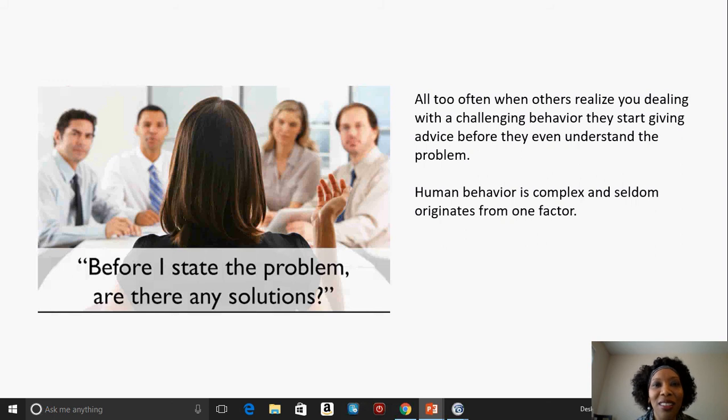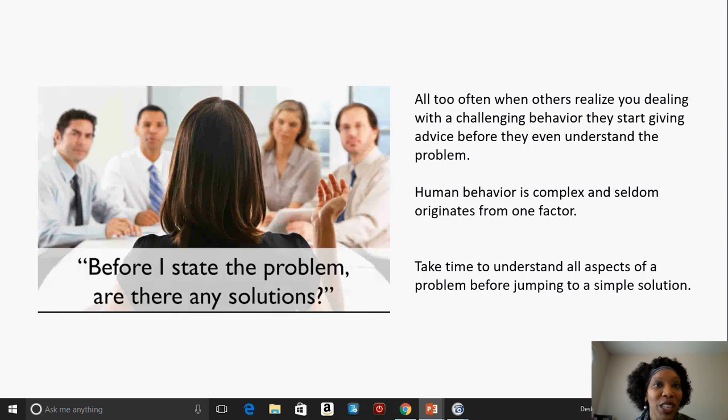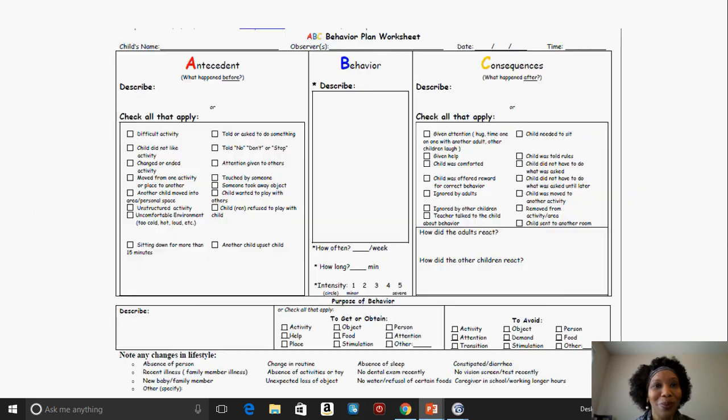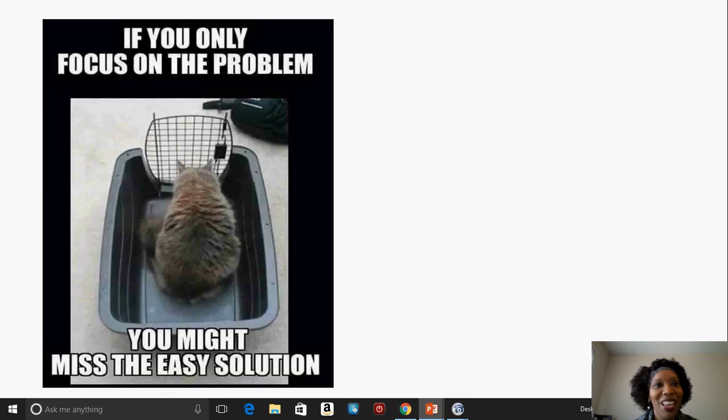Human behavior is complex. It seldom originates from just one factor. And the reason that your behavior strategies aren't working is because you're not addressing all the complicated parts of a problem. So I created the Behavior Eliminator ABC checklist. The first page of this checklist is really understanding what is the scope of the problem. It takes what's happening in the community, aggression, responses, past strategies, the reason behind the behavior, and looks at it in an integrated whole that's very visual. If you only focus on the problem, you might miss the easy solution.